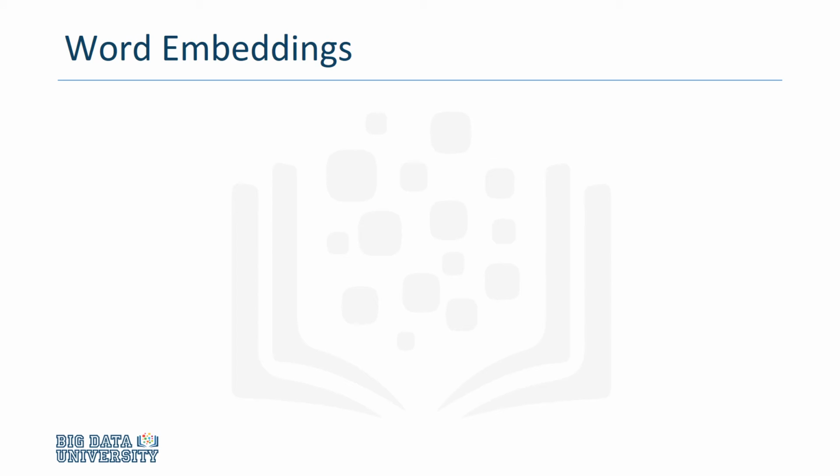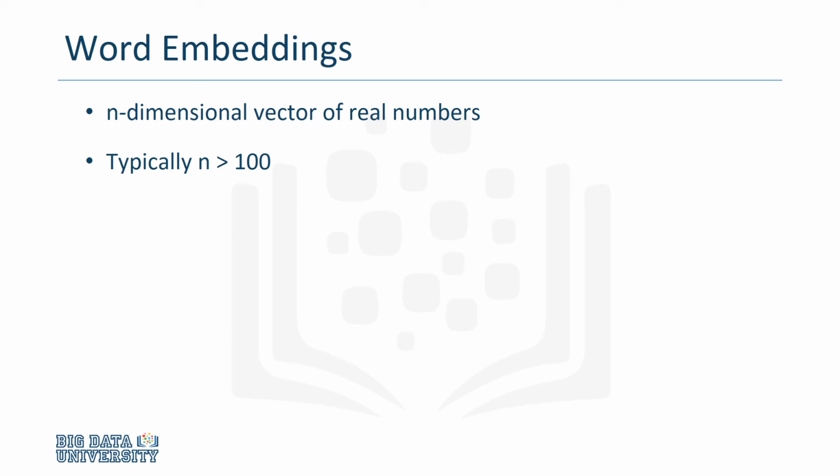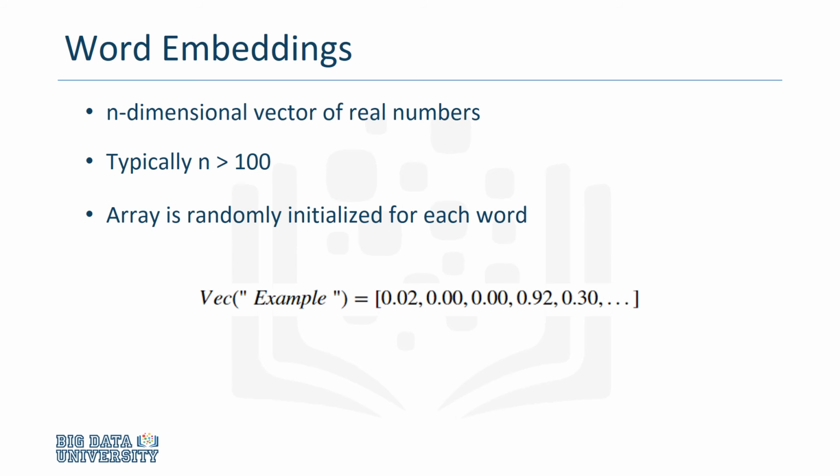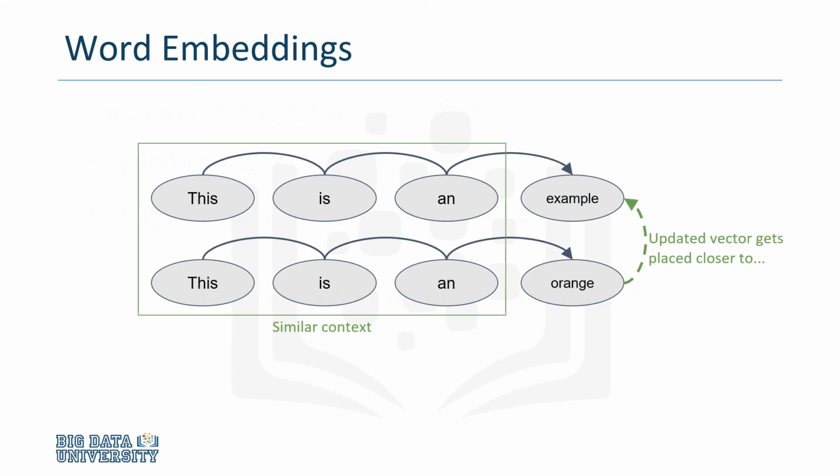An interesting way to process words is through a structure known as a word embedding. A word embedding is an n-dimensional vector of real numbers. The vector is typically large, with n greater than 100. The vector is also initialized randomly. You can see what that might look like with the example here. During the recurrent network's training, the vector values are updated based on the context that the word is being inserted into. So words that are used in similar contexts end up with similar positions in the vector space.